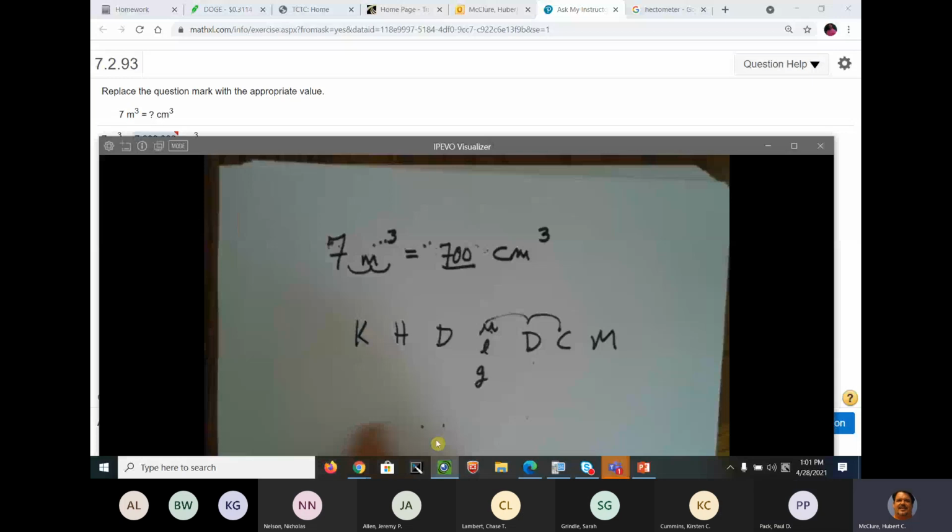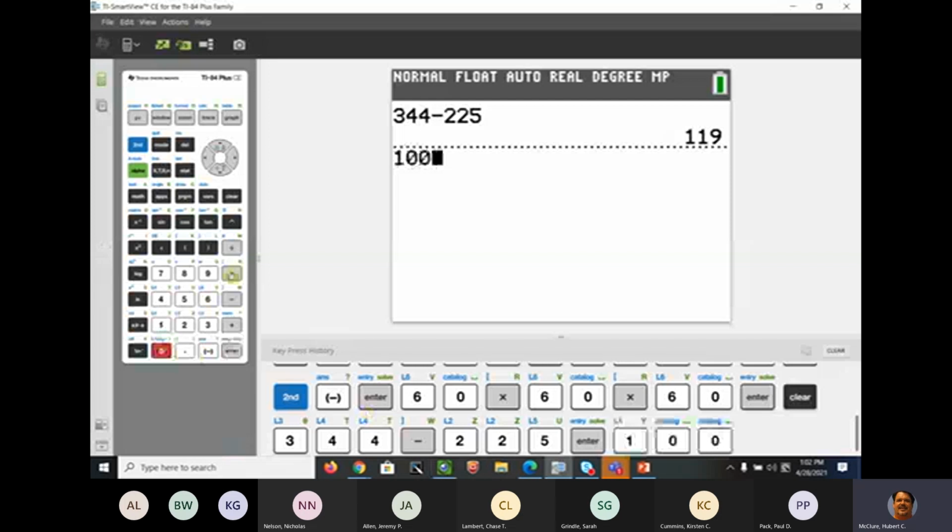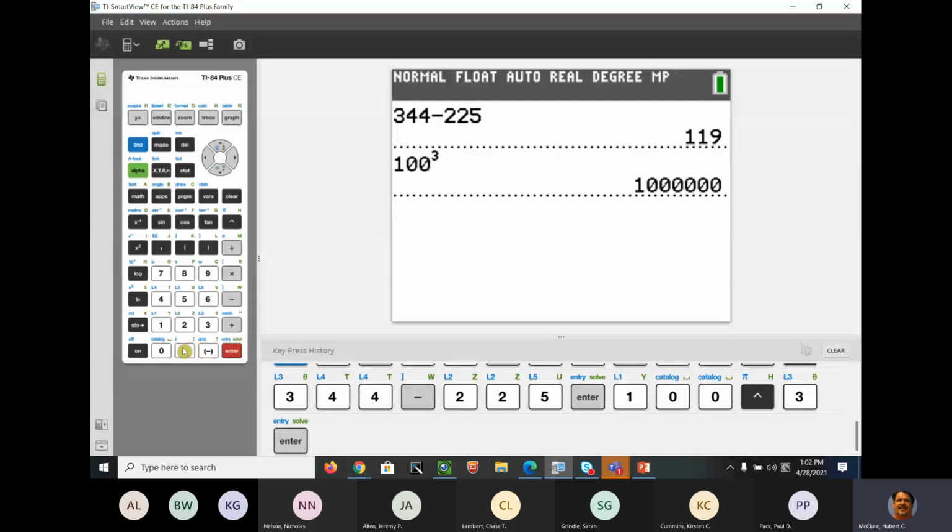So you have to take that 100 and raise it to the 3rd power. So what's 100 to the 3rd power? Well, let's take our calculator, and 100 raised to the 3rd power, 1,000,000, and then multiply that by 7, you get what?